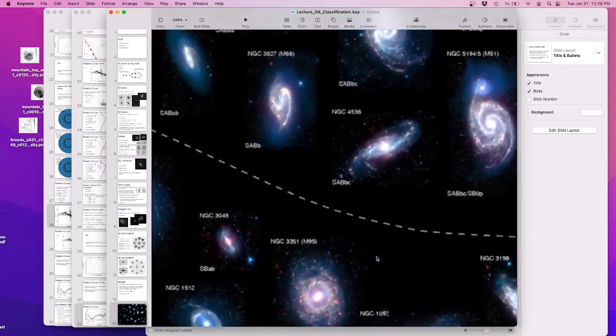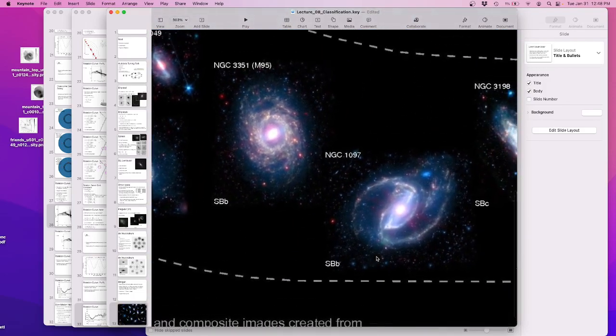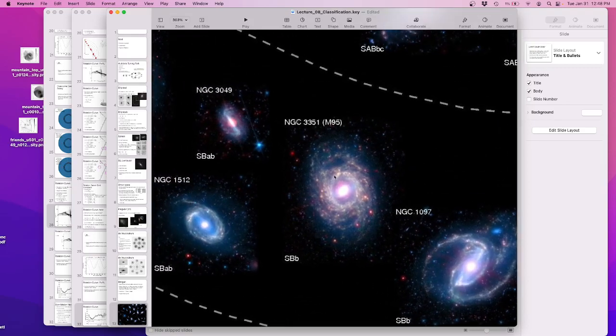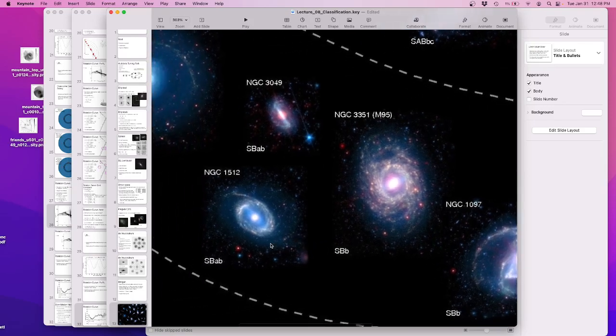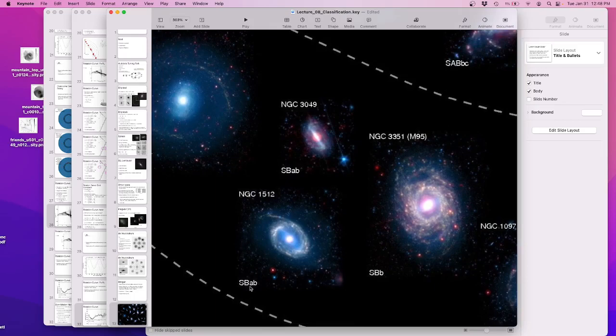So here is an SBC, so it's got a medium-sized bulge. It's got a really pronounced bar. This one has a ring. In these classifications, they don't note the ring, but this one's got a ring. And maybe there's a bar, but probably not. And this one is an SBAB. So the big B here is for it has a bar, and the AB is for its bulge to disk ratio.